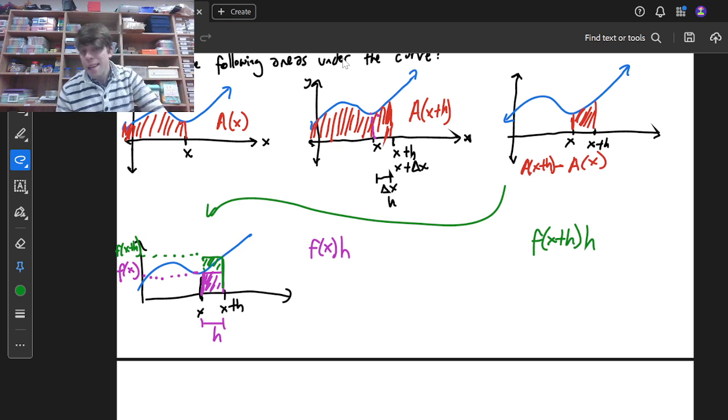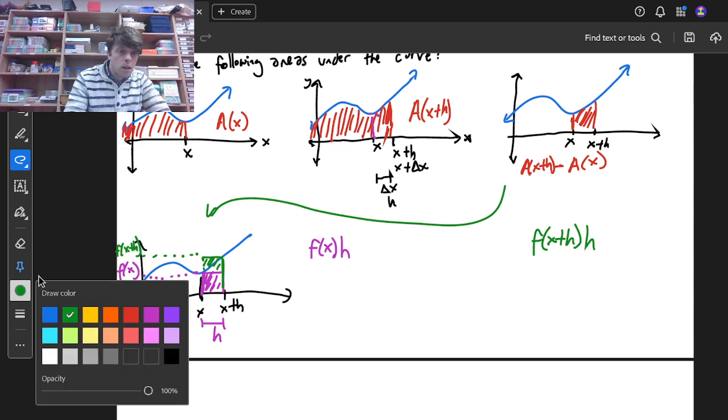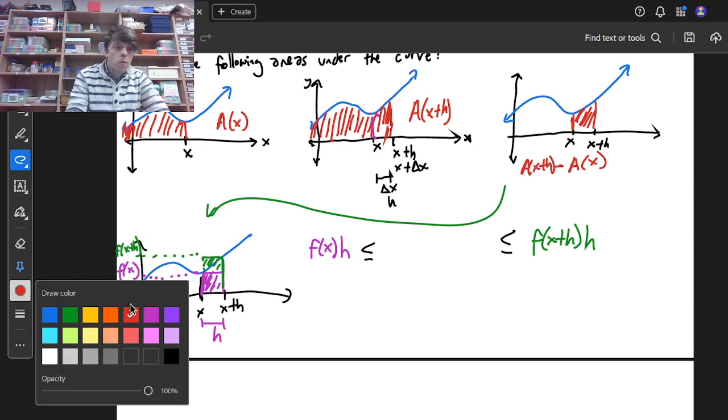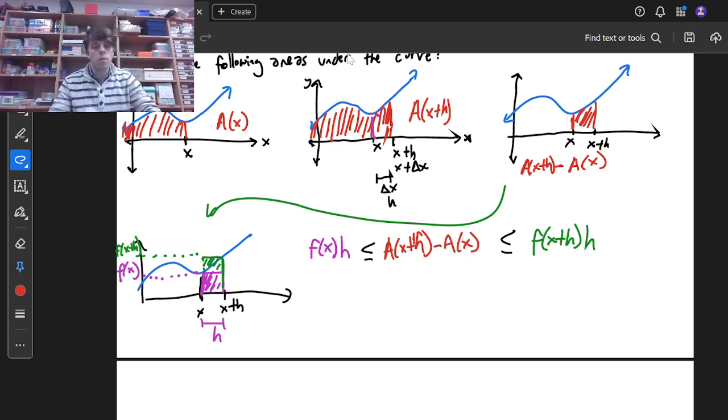And what you should be able to see visually about this diagram over here is that that green area over there is larger than this red area that I drew up here. And also the purple area is smaller than the red area that I drew up there. So we end up with the following inequality. We can say that that area is less than or equal to, and this other one is greater than or equal to, A of x plus h minus A of x. That's what we end up with here.